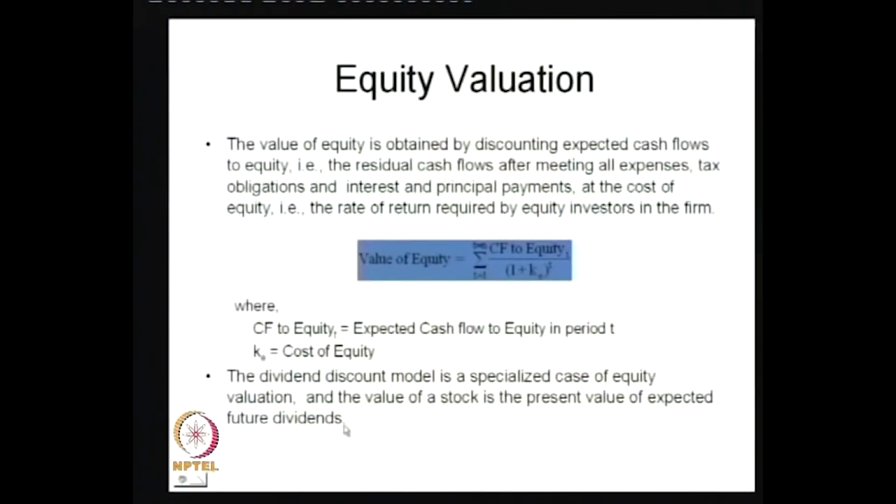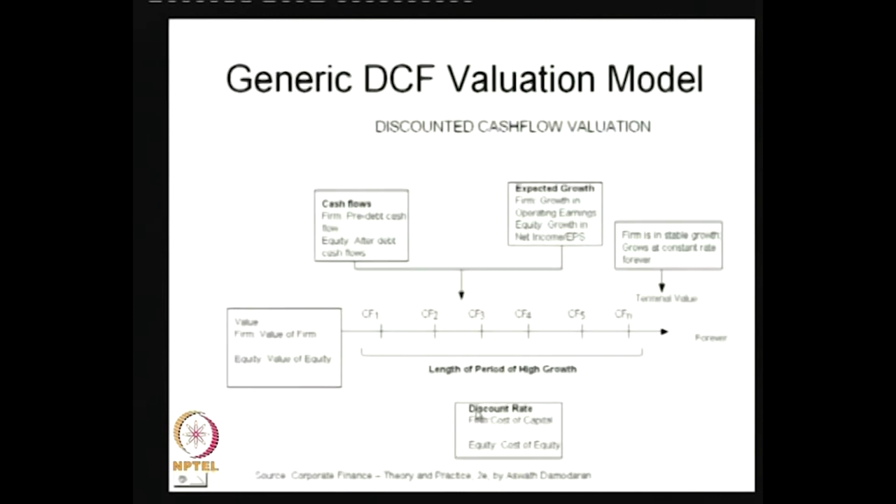As I mentioned also here, the dividend discount model is nothing but a specialized case of equity valuation. In this case, the cash flow to equity is replaced with a dividend to the equity holders. Coming to the generic discount model as we have discussed earlier, we have got cash flow 1, cash flow 2, up to cash flow n number of periods. So, instead of infinite we have got n, that means the investment horizon for the investor is n number of years, a definite horizon for that matter.